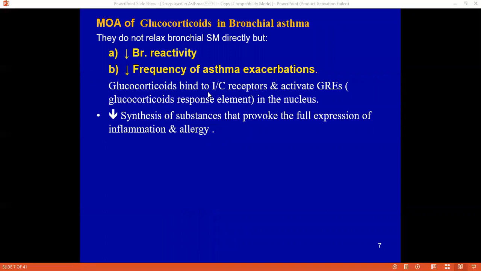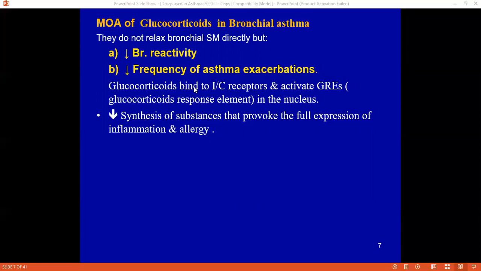What is the mechanism of action of glucocorticoids in bronchial asthma? You already know glucocorticoids from your physiology. Normally, we know that they do not relax bronchial smooth muscle directly because they have no direct effect on the smooth muscles of the bronchi. They decrease the bronchial reactivity, and they decrease the frequency of asthma exacerbations.